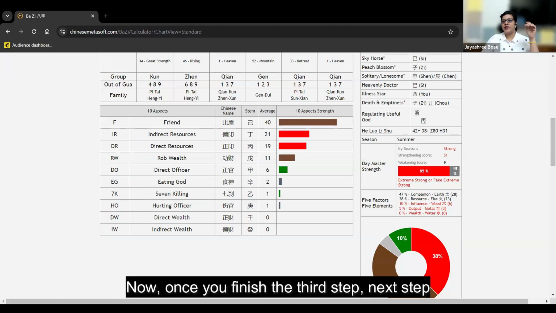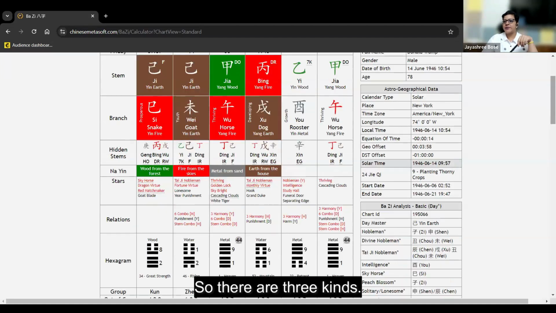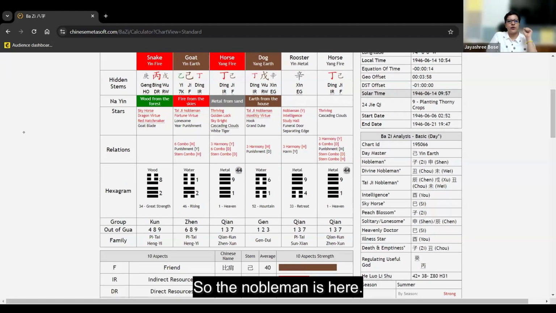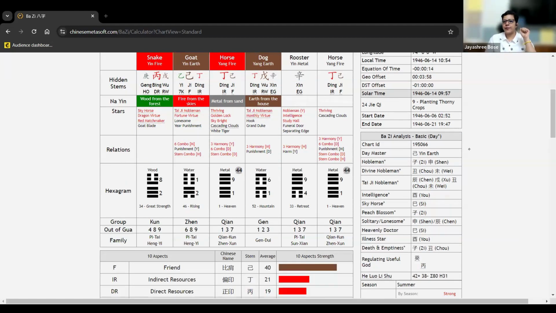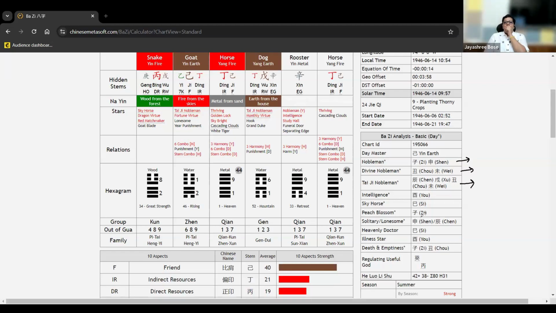Now, once you finish the third step, next step is the nobleman. You have to look for the nobleman. So there are 3 kinds. You will find the nobleman located here. So the nobleman is here. There's the divine nobleman, there is the nobleman, and there is the Taiji nobleman.